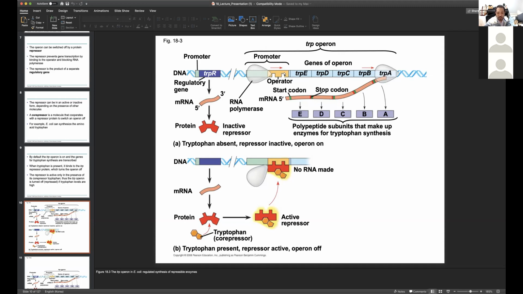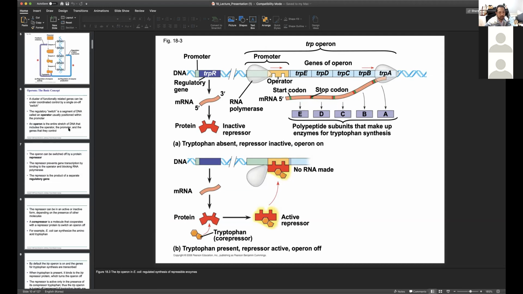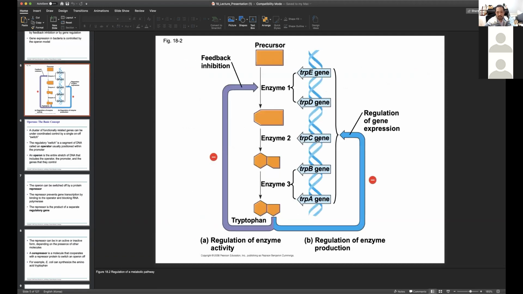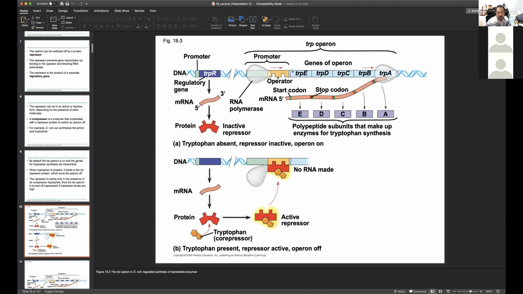And when those genes get transcribed, they produce E, D, C, B, A proteins. And as you can imagine, going back here, those proteins end up creating these enzymes that are part of that metabolic pathway. So when this operon is turned on, or on by default, we're constantly making enzymes that facilitate the transformation of that precursor into tryptophan.